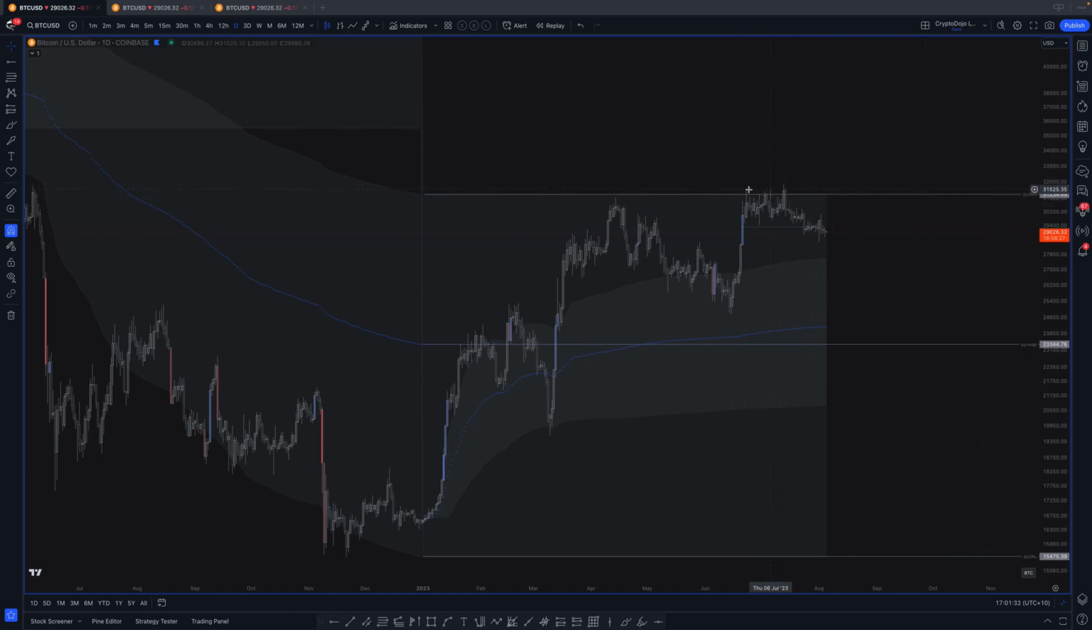We had a raid up above. So it's sort of like that 4-touch rule. You can see that 4th time hit. And then currently we're rejecting off it again. Destination currently looks like it's going to come back down to the developing yearly at this current point.